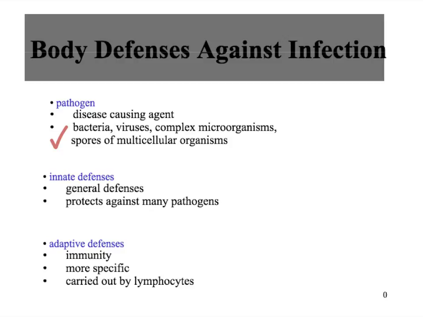Can be considered pathogens. Our body responds to those in a two-step process. We refer to these as either innate defenses or adaptive defenses. Oftentimes these innate defenses would be sometimes referred to as non-specific or cellular-mediated immunity, CMI, whereas adaptive defenses, other terms you may hear, would be specific defenses or antibody-mediated immunity, referred to as AMI.